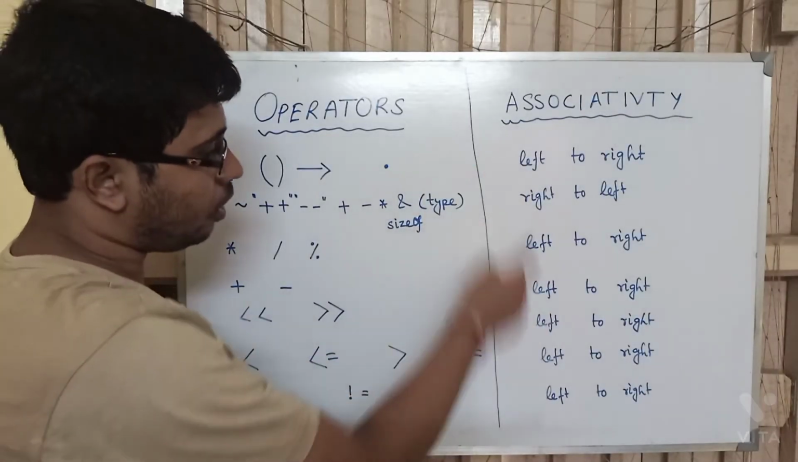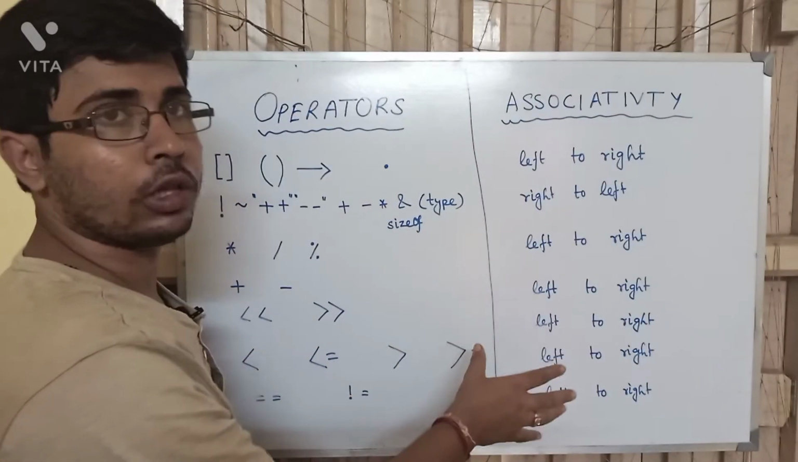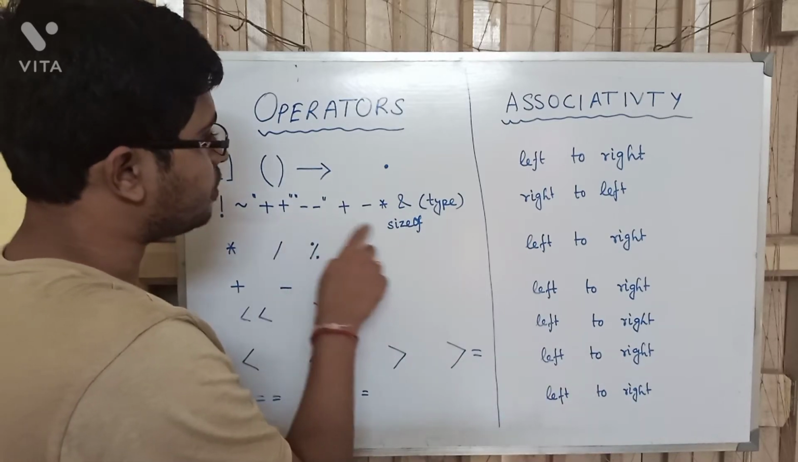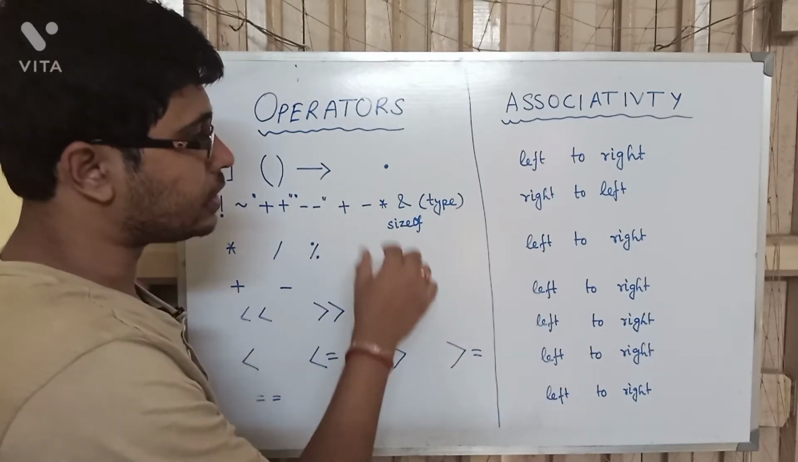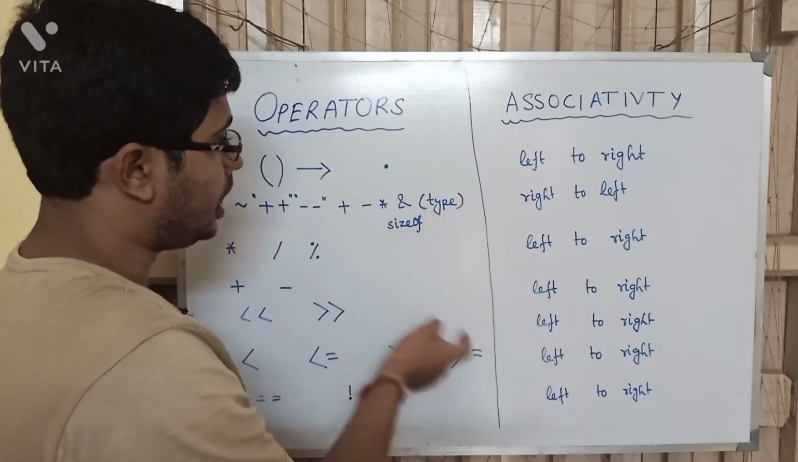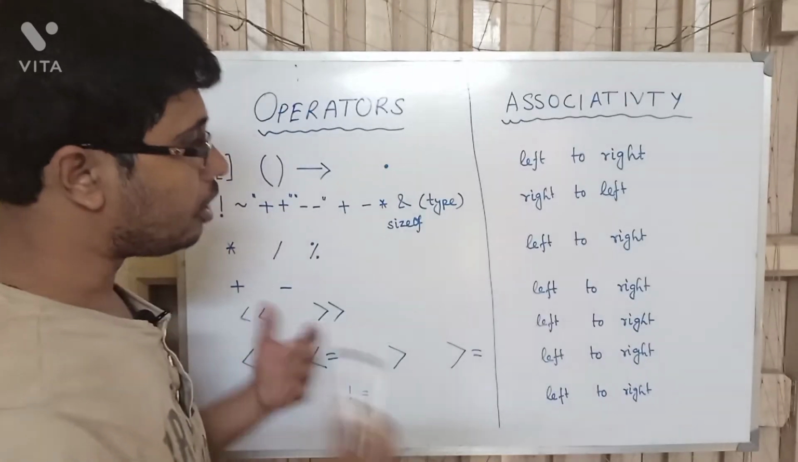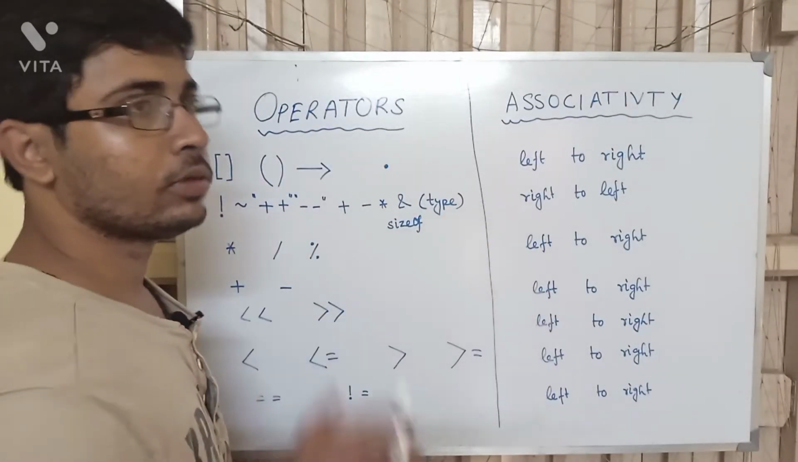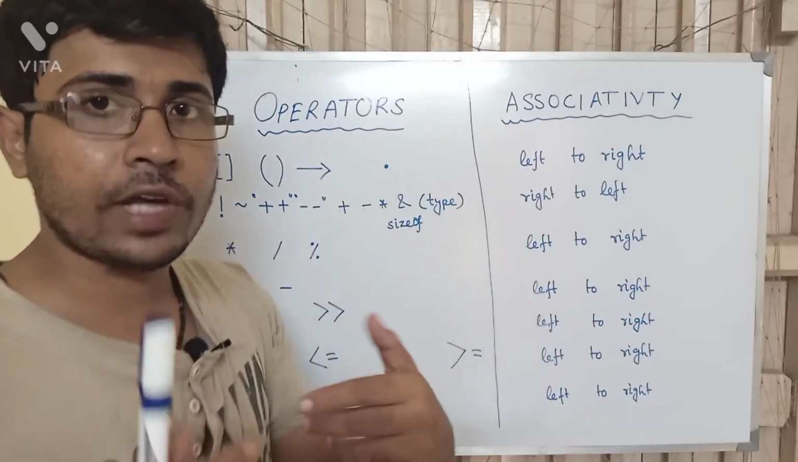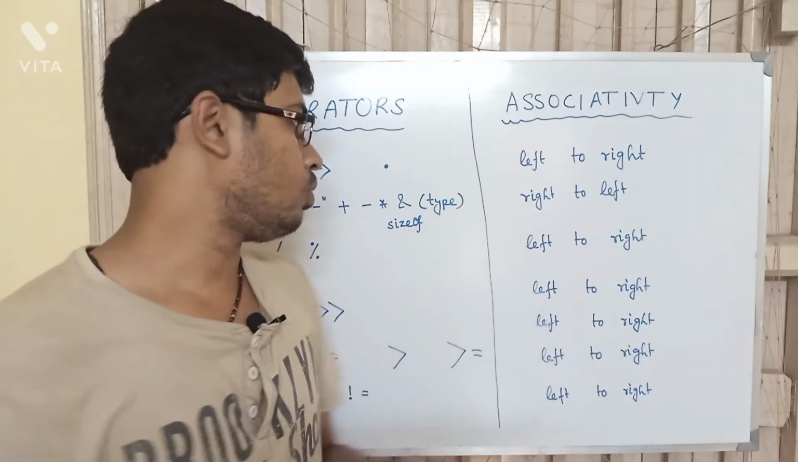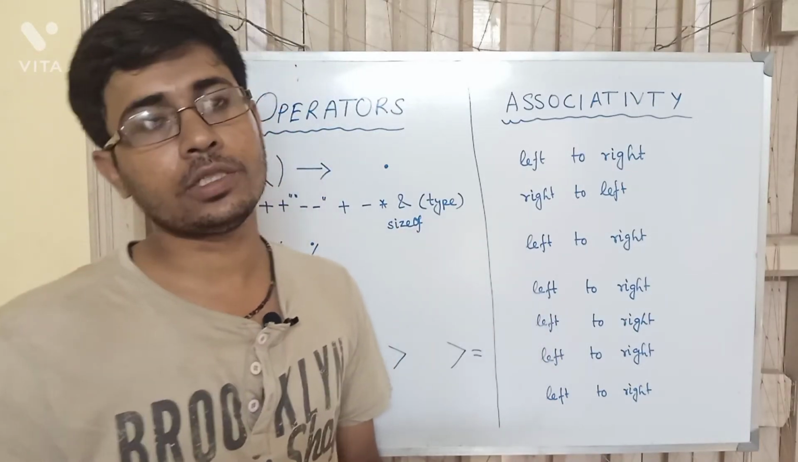Here you can see that almost all the operators are left to right associative. Only the plus, minus, sizeof, typeof and ampersand operators are right to left. That means the right portion has to be evaluated first, and after that the left portion. Now I will show the next operators.